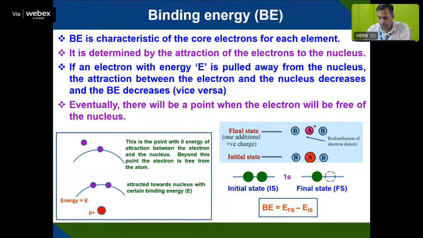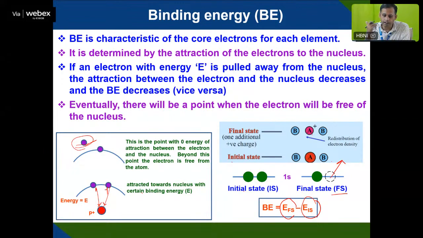If the initial state is B A B, then one additional charge is gained, so A plus oxidizes that initial state. If there were two electrons here, one electron comes out. So the binding energy is the energy of the final state minus the energy of the initial state. The electron is bound to the nucleus by that binding energy. The photon energy has to overcome it, and only then does the photoelectron process occur.